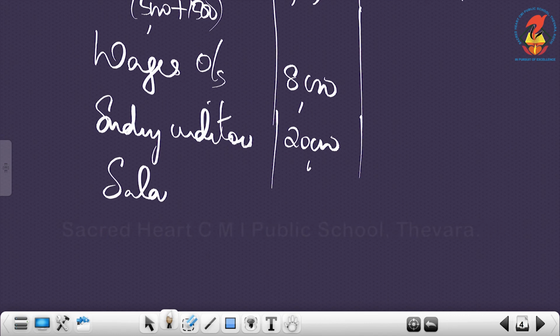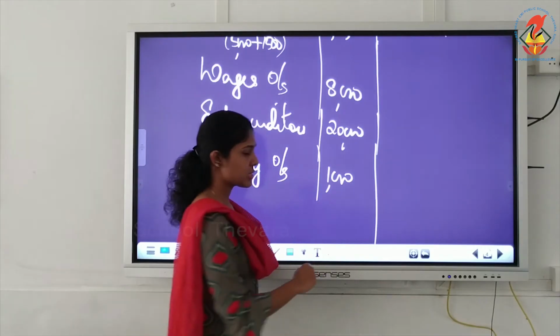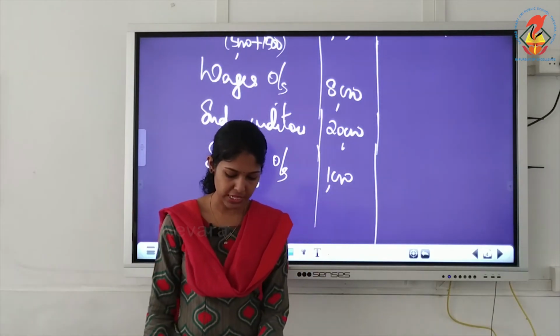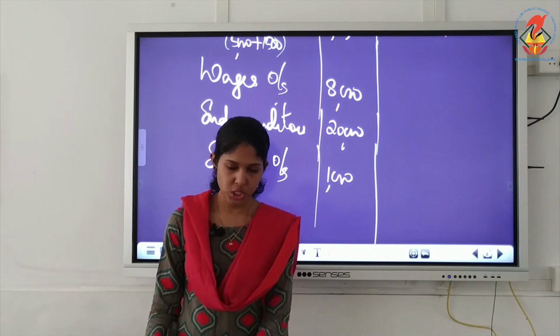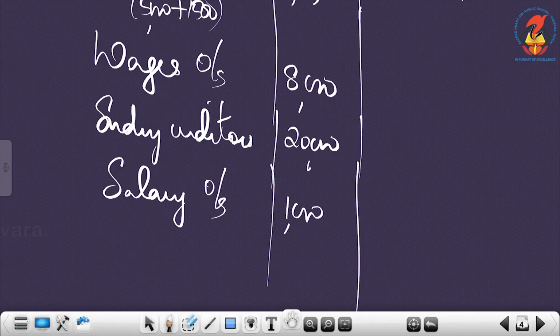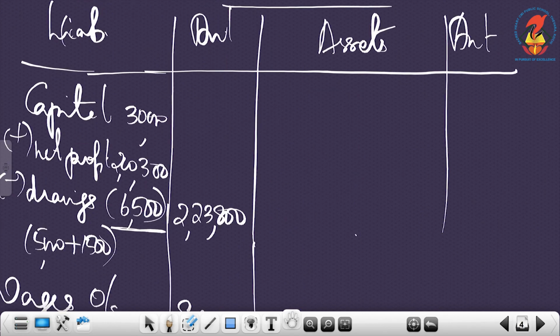So we will take here salary outstanding, it is 1,000. Then the next is salary prepaid, insurance prepaid and all these are assets. Drawings we already deducted, provision we will deduct from debtors. So the liability side is over.